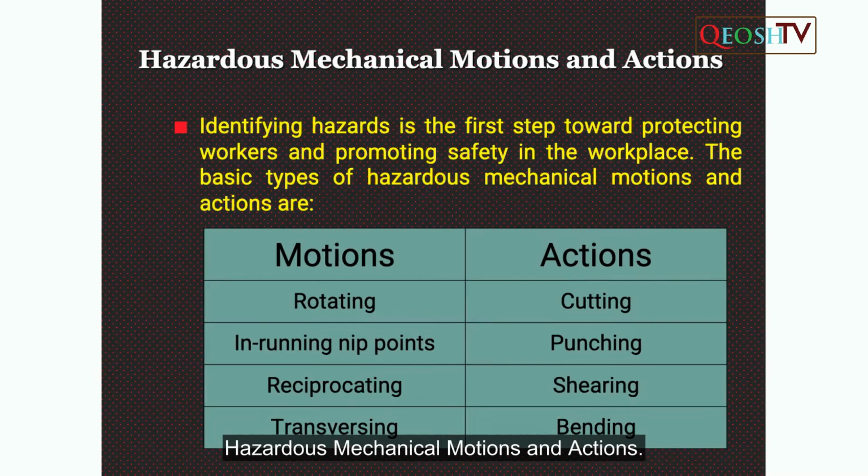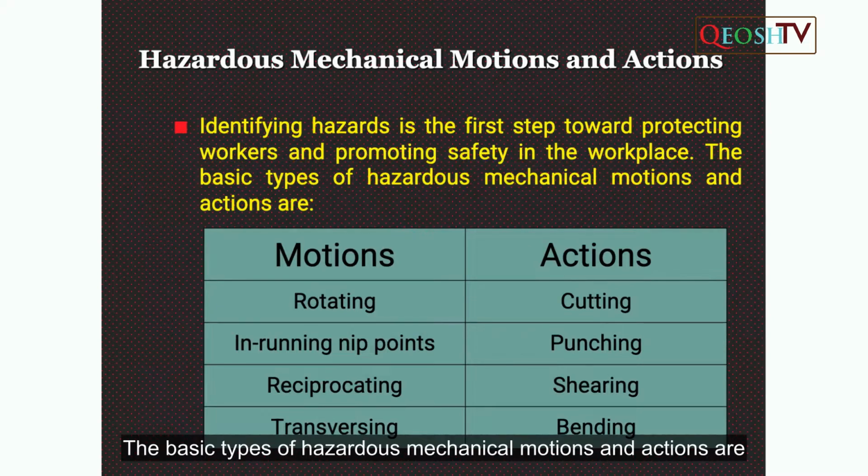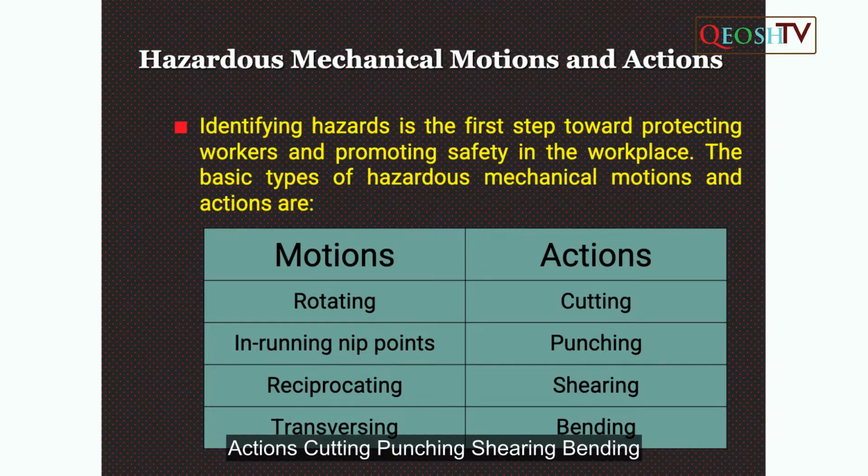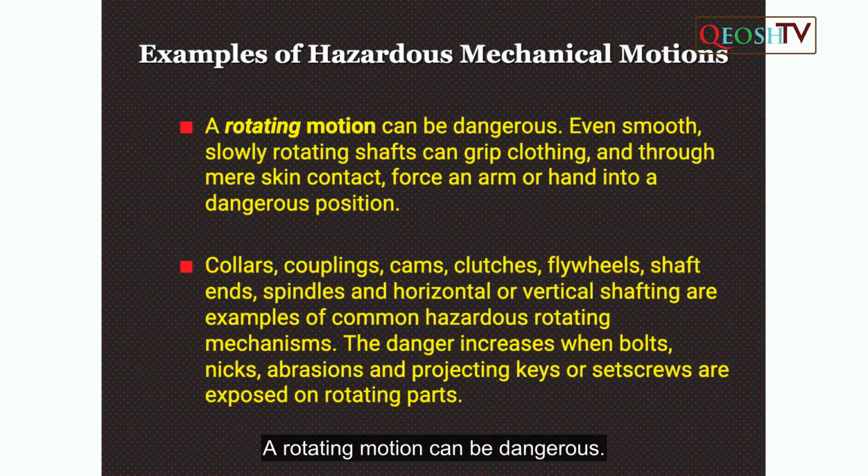Hazardous mechanical motions and actions. Identifying hazards is the first step toward protecting workers and promoting safety in the workplace. The basic types of hazardous mechanical motions and actions are: 1. Motions. Rotating. In-running nip points. Reciprocating. Transversing. 2. Actions. Cutting. Punching. Shearing. Bending.